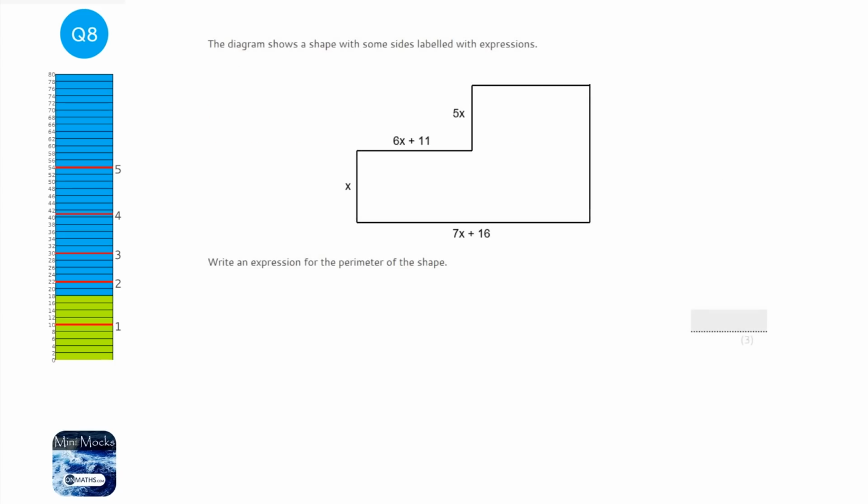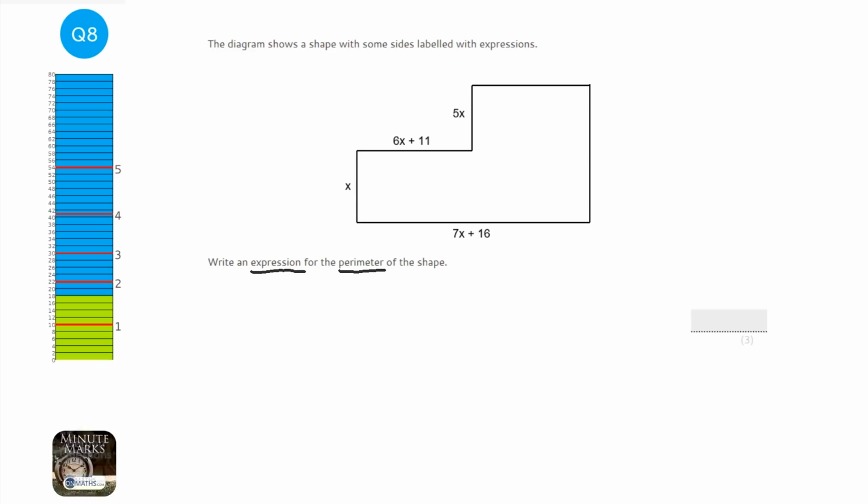Okay, so the first thing to realise with this question is what perimeter means. The perimeter is the distance around a shape. Now we've got a lot of x's and numbers, but it does say it wants an expression for the perimeter. So we're not looking for a number as an answer, we're looking for an expression, so letters and numbers.